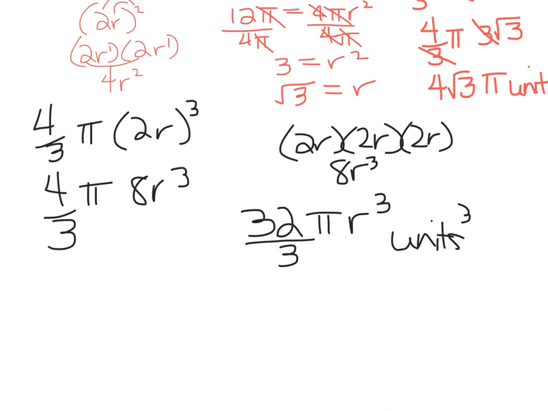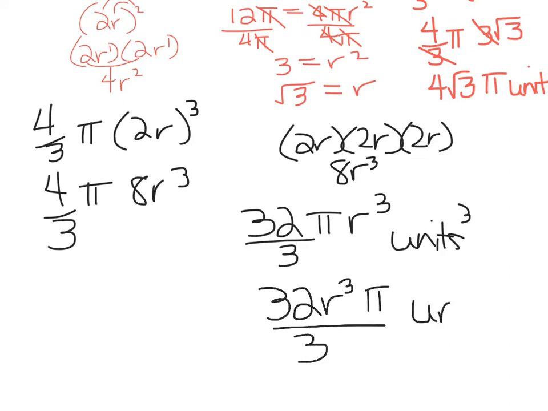Now, you could also write it as 32 r cubed pi over 3. Either way, if you're putting pi last. So that would be when you don't have a number. We're just going to plug it in.